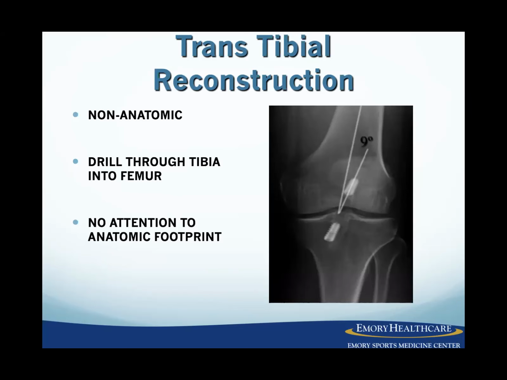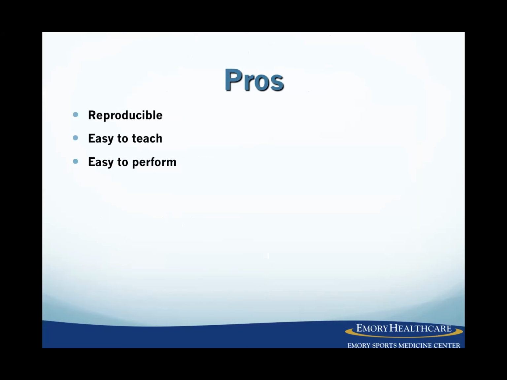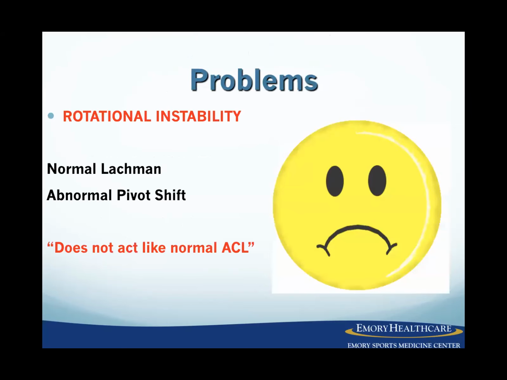The pros of that are they're easy. It's easy to do, it's easy to teach, and it's reproducible. The problem is it doesn't work right, okay? Again, people don't do well with a normal Lachman and abnormal pivot shift. Their ACLs are going to fail.